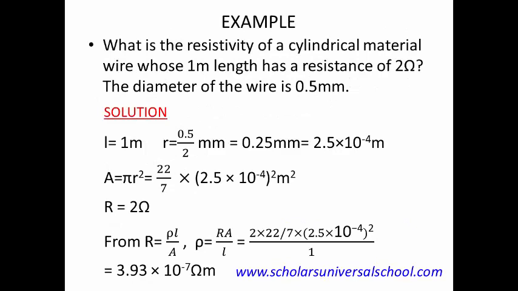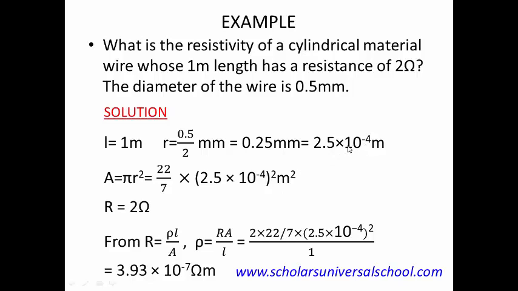So we are dividing this diameter by 2. So your radius is going to be 0.5 millimeters divided by 2. But remember, the standard unit of your length is meters. So we have to convert this millimeters to meters. So converting this one, we have it to be 2.5 times 10 to the power minus 4 meters.